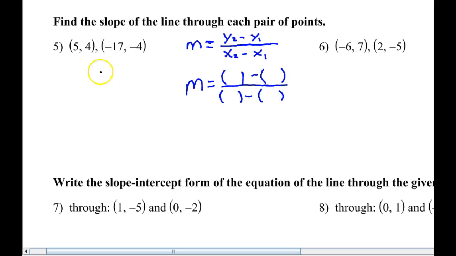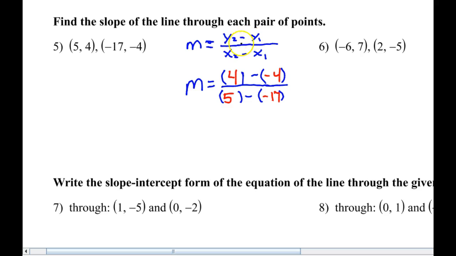Like that. And then go ahead and plug in the numbers. Just make sure you plug in the y's on top, the x's on bottom. Alright, so we have the y's on top, so it'll be 4 and negative 4. And the x's on the bottom, which would be 5 and negative 17. So that's the only part you really have to be careful on. And then, of course, if there's double negatives.